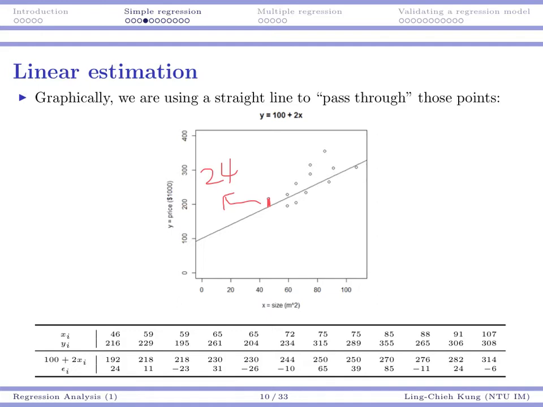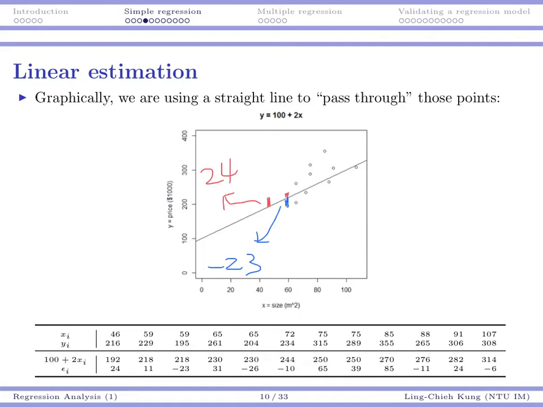For the second price, it's also an underestimation, but for the third price, it's an overestimation. Okay, this number here is negative 23. That means our estimated value, 218, is greater than the true value by 23. We can expect that when we want to simplify or summarize the relationship into one single line, then of course there will be some deviations or errors for all the observations.